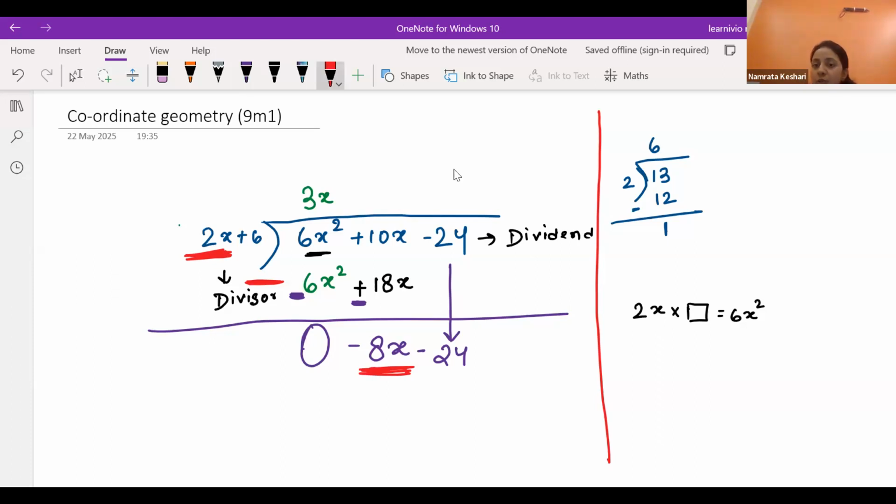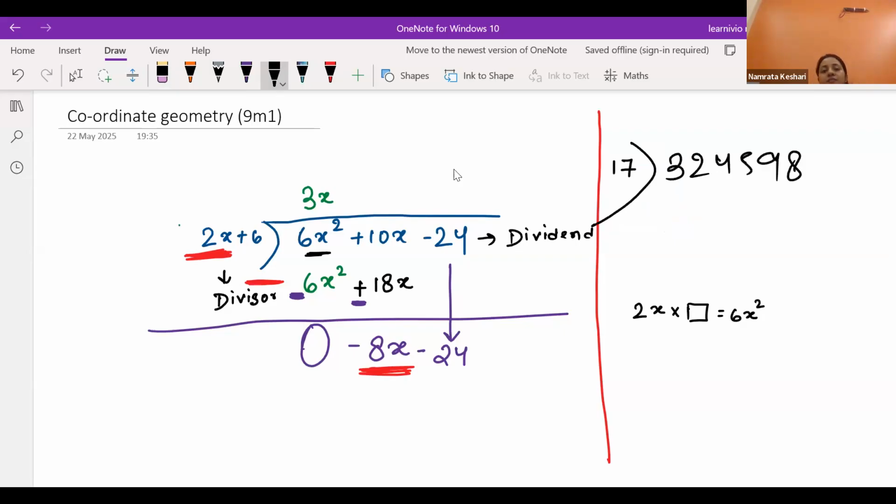If you are not able to relate, then let me give you a bigger number example, then definitely you will be able to understand what exactly we are doing. Suppose I write 17 over here, and I write 3, 2, 4, 5, 9, 8. Do the division. Okay, let me make it another number like this.